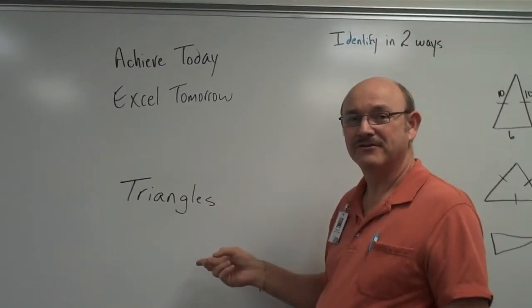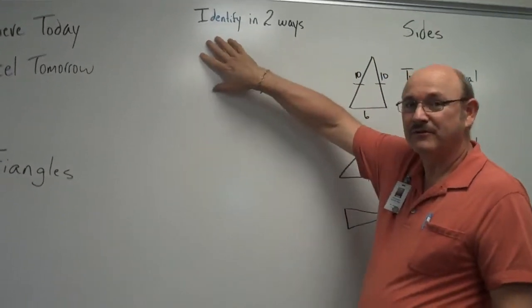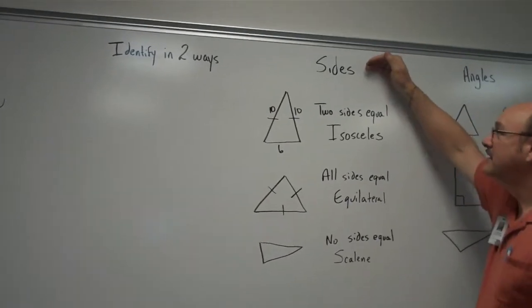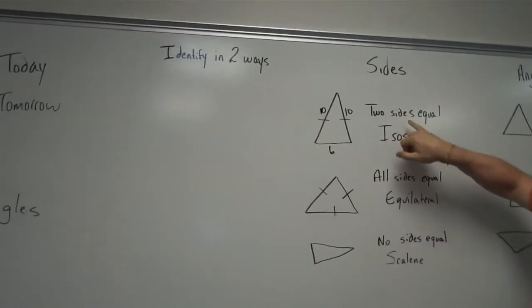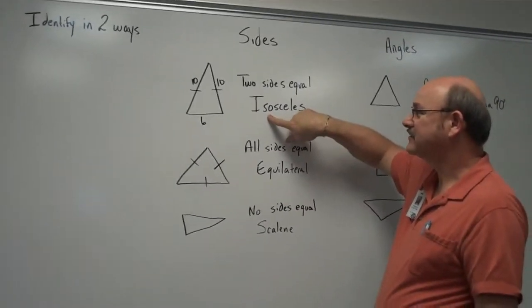Today we're looking at triangles. You can identify triangles in two different ways. One way is by their sides. You can look at a triangle. If two sides are equal, this is called an isosceles triangle.